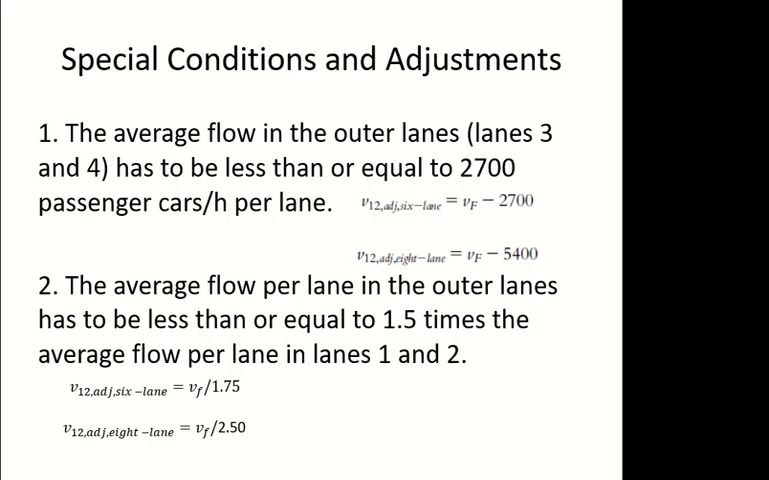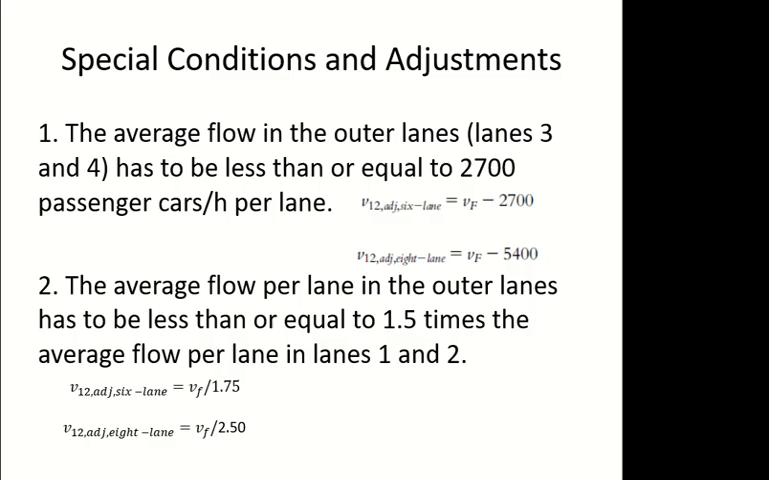So they are saying the flow you have found in the first two lanes. Now remember, we are talking about 6-lane and 8-lane freeways here. If you have a 4-lane freeway, these particular checks do not apply. The next ones will apply to all of them, but this particular one only applies if you have a 6-lane or 8-lane freeway.